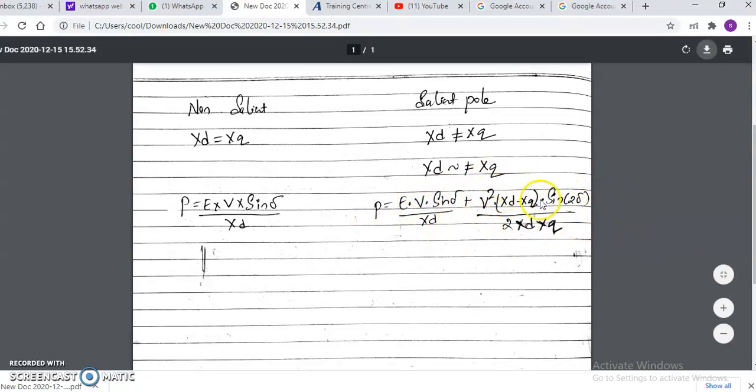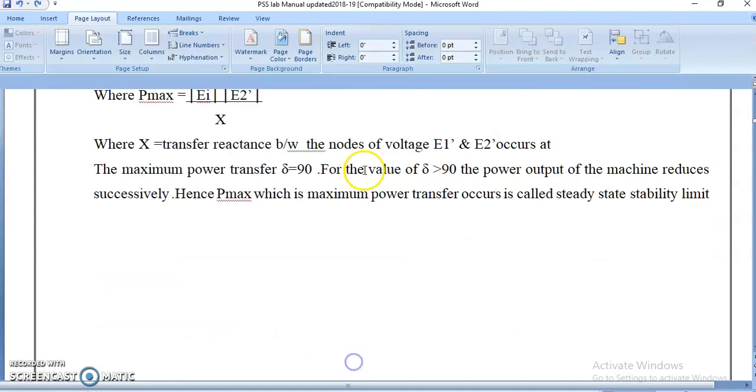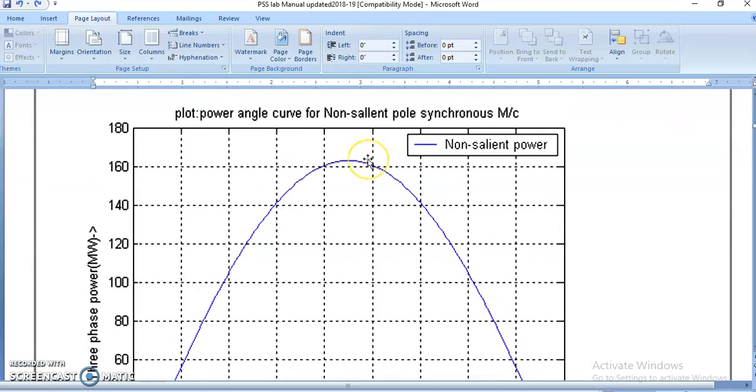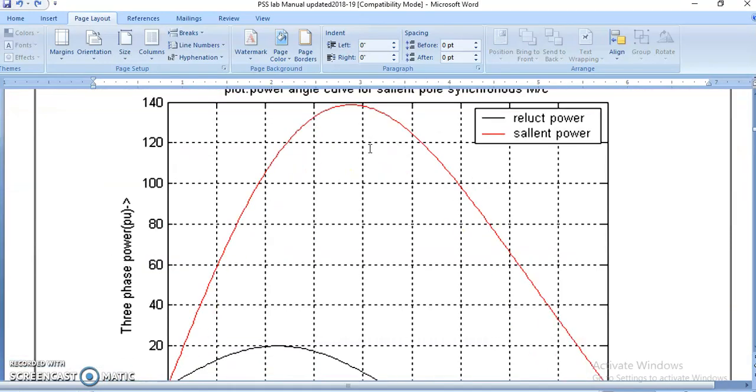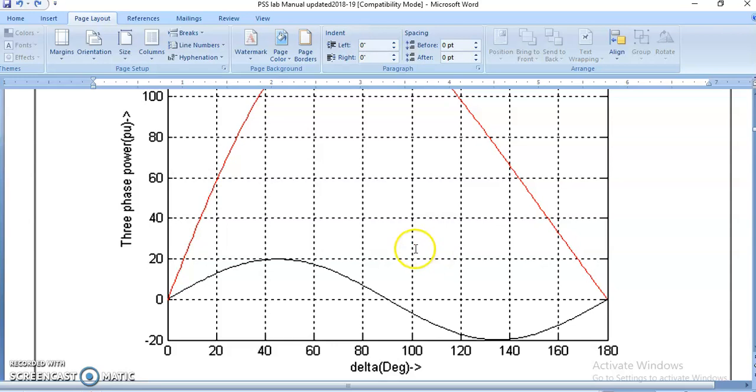In this total power, if both reactances are equal, then the second term will be 0, and only the first term remains. Therefore the power equation for non-salient will be P equals E into V into sin delta divided by XD. Whereas for salient pole synchronous machine, you will get 2 powers because both reactances won't be equal. For non-salient you will get only one graph, as I will show here, whereas for salient you will get 2 graphs, since there are 2 power equations.